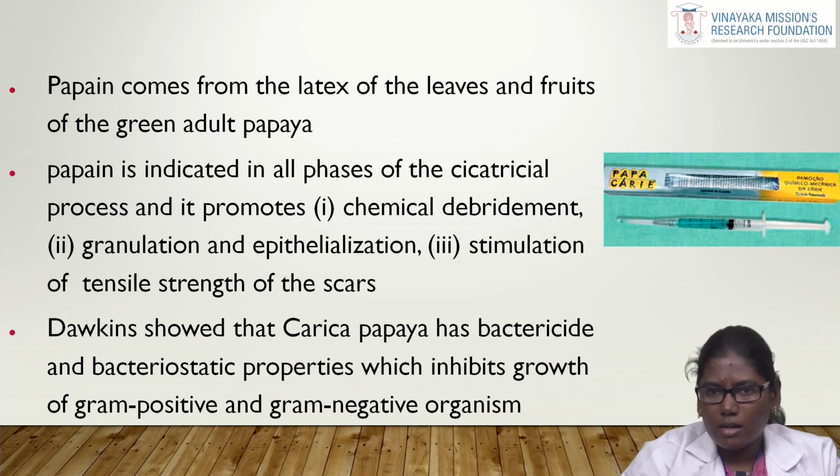Dawkins et al. have stated that Carica papaya, from which the active ingredient of papain gel is derived, has bactericidal and bacteriostatic properties which inhibit growth of gram-positive and gram-negative organisms, which are the most common principal organisms in the oral cavity, especially in the infected caries lesion.